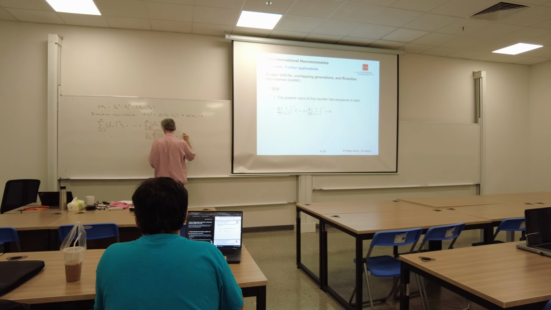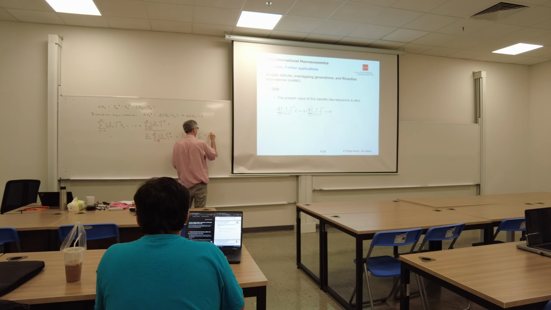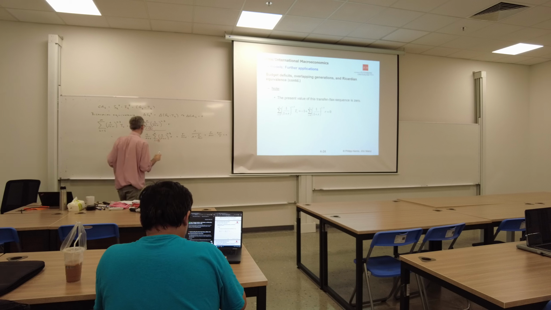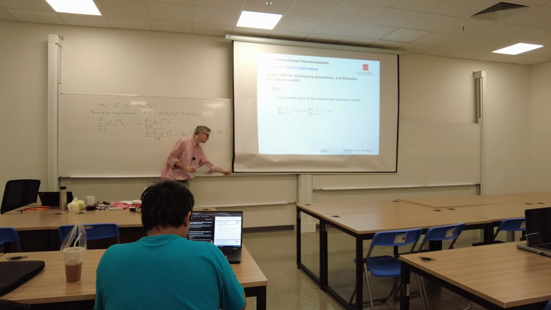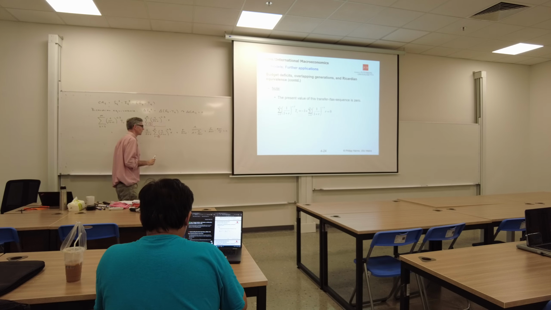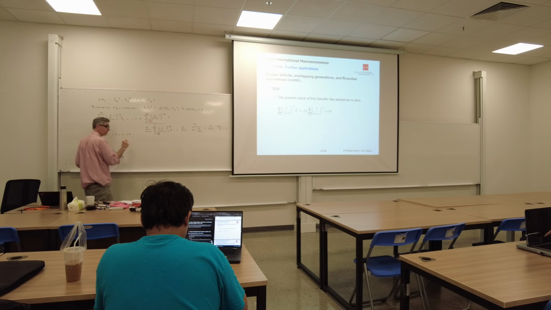And that is, of course, r over 1 plus r times 1 over 1 minus 1 over 1 plus r, and that's r over 1 plus r times 1 plus r over r, and that's equal to 1. And so what you get is minus 1 plus 1, which is equal to 0.